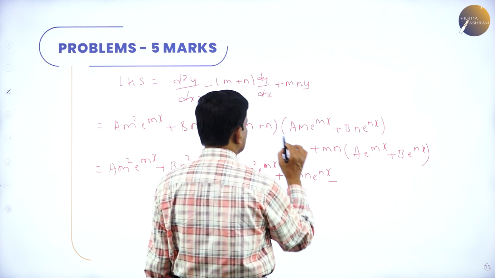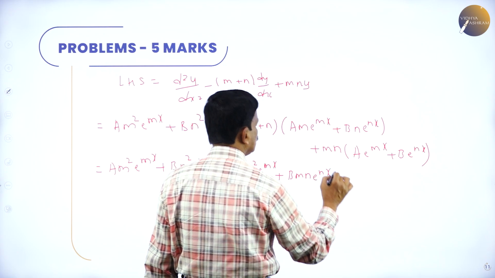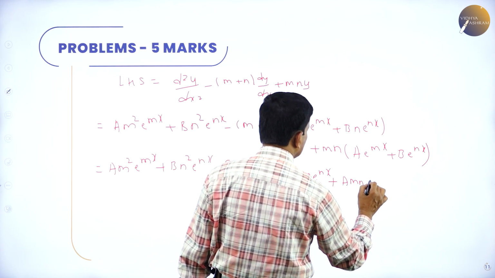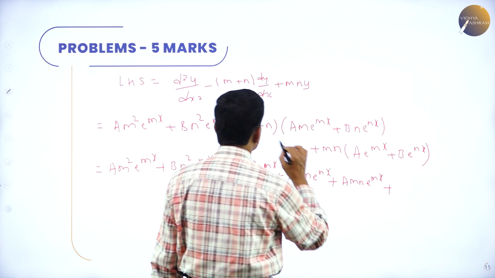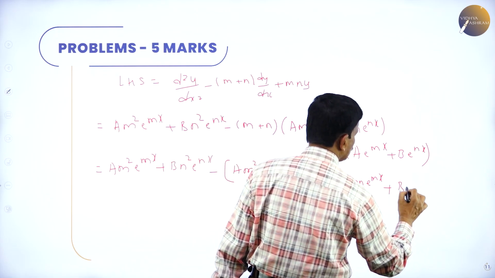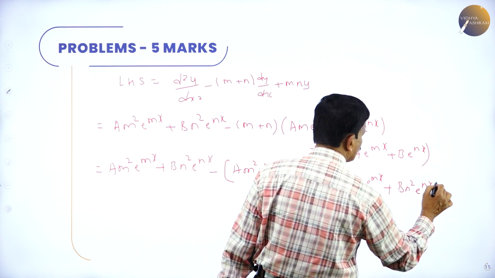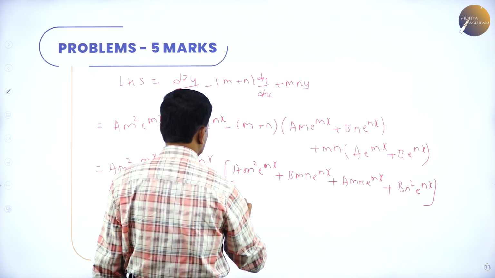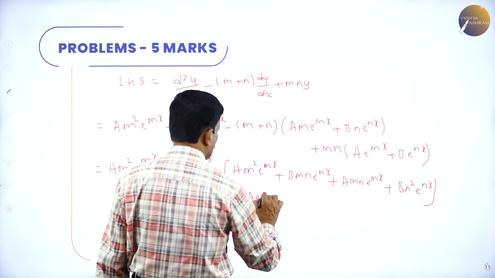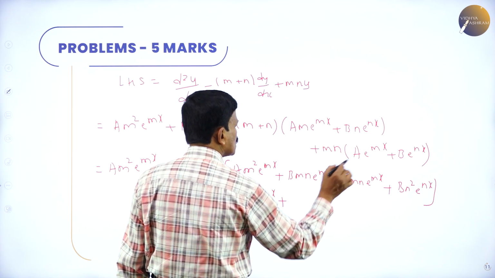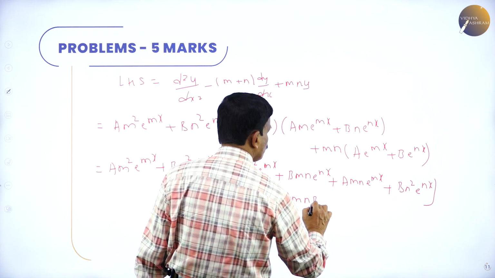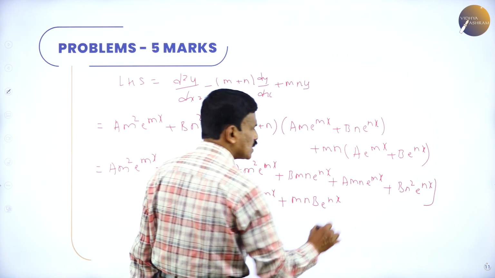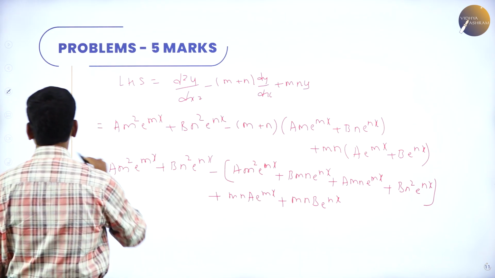Again multiply with n, then plus n a into mn e to the power of mx plus b, n into n is n square e to the power of nx. Now just multiply this with mn. So mn a e to the power of mx plus mn b e to the power of nx. Okay, now this is equal to x.